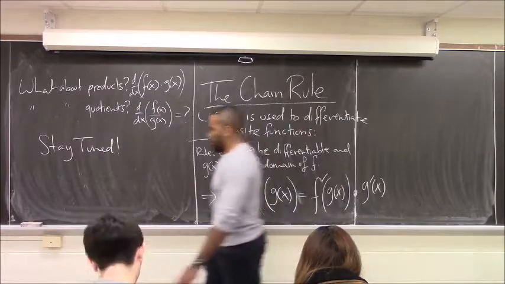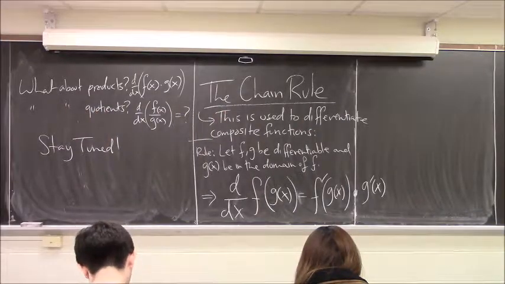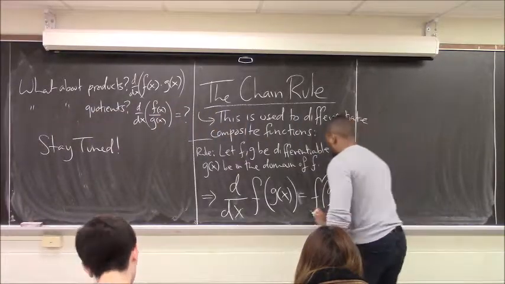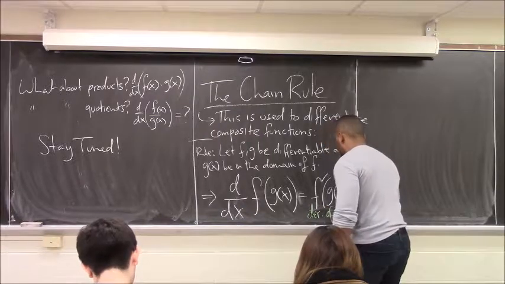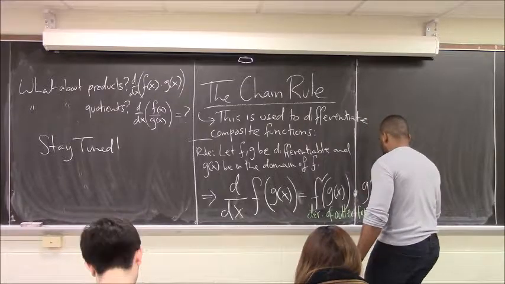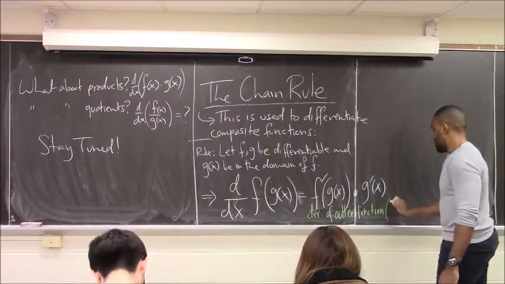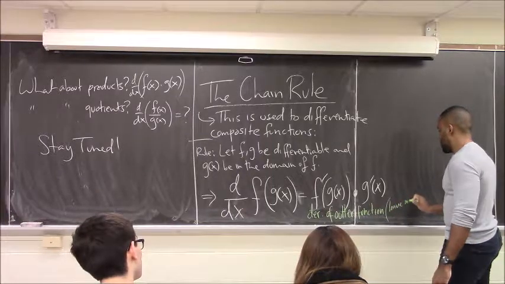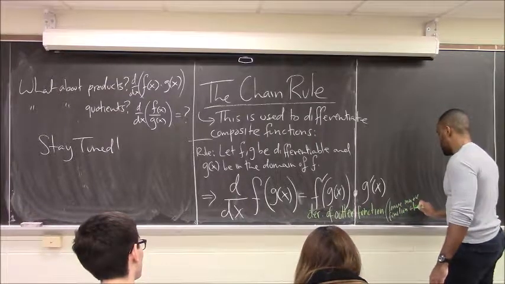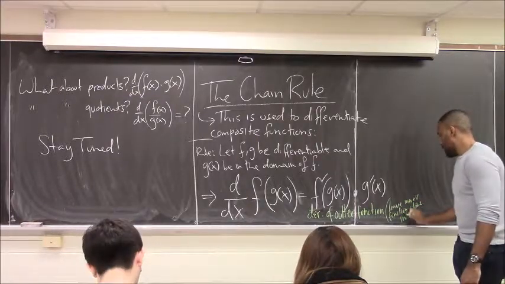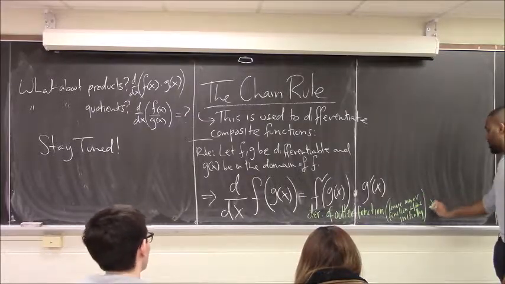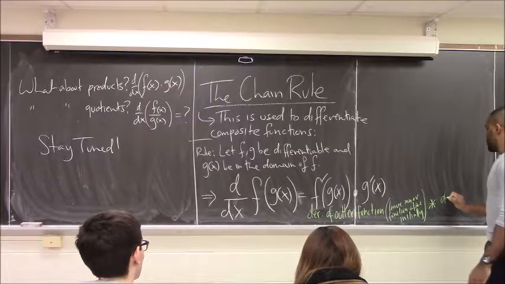So that's one way you can think about it. Derivative of the outside function multiplied by the derivative of the inside function. So this is the derivative of the outer function, and you leave the inner function alone. Sometimes students forget that initially. You leave the inner function alone, and then you multiply by the derivative of the inside function.